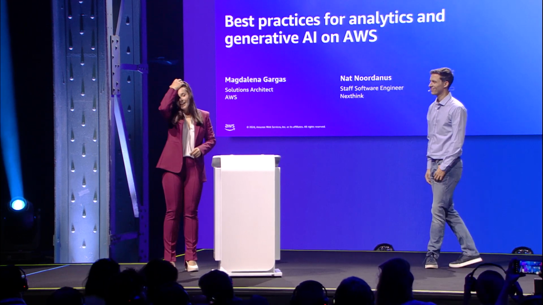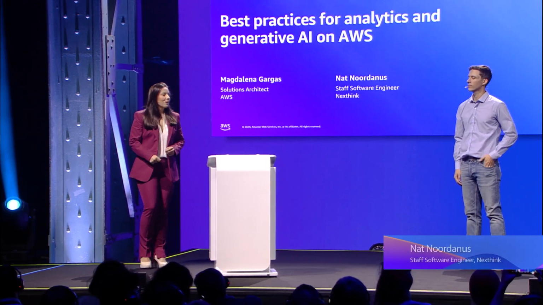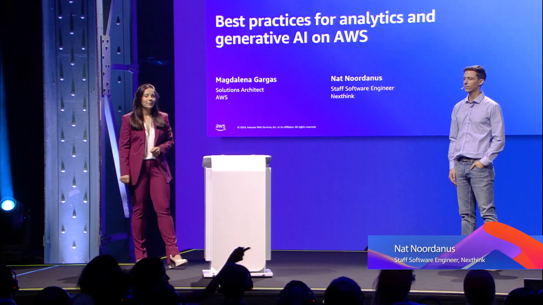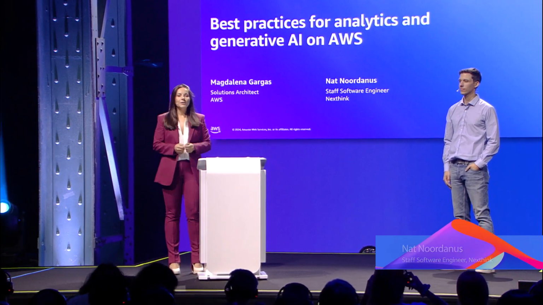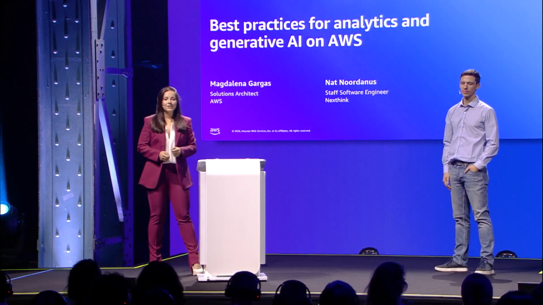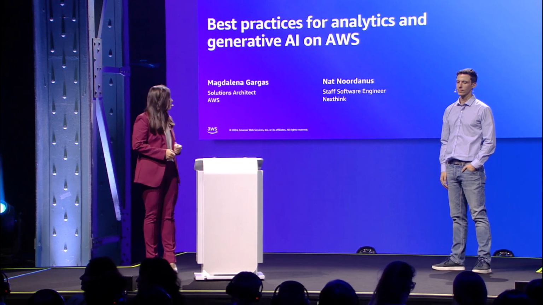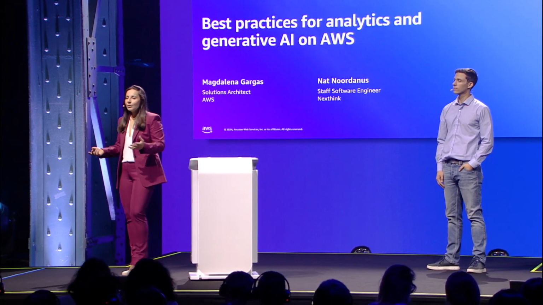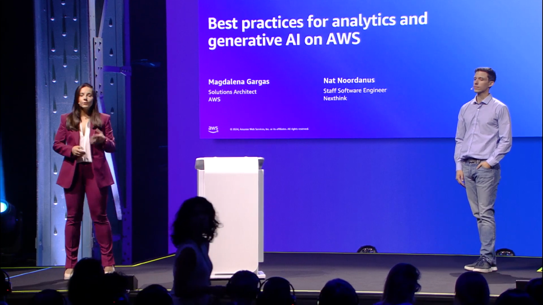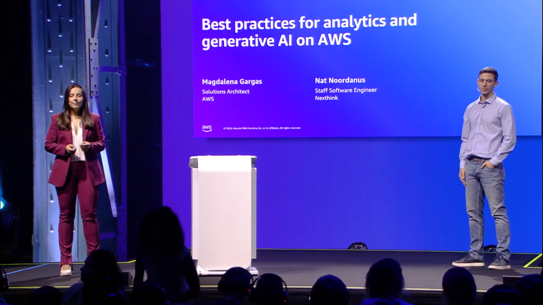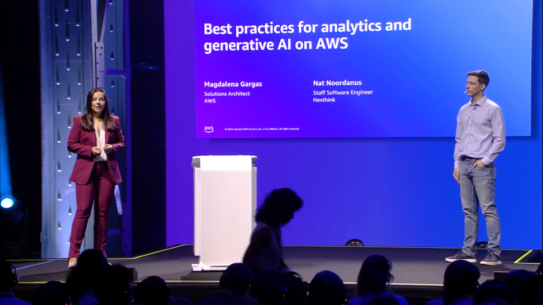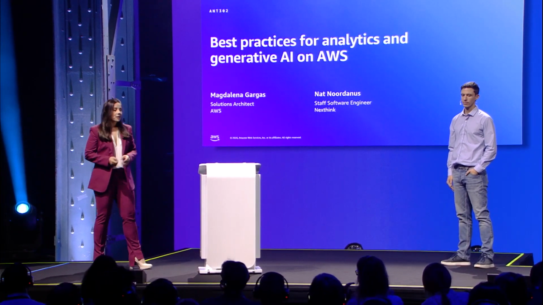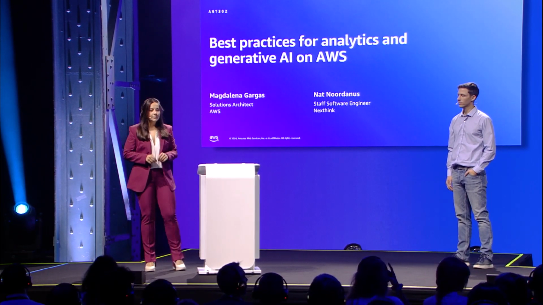Thanks a lot. So today I'm joined by my friend and colleague Nat Nordanus, staff software engineer at Nextwing. Welcome to this session on best practices for data analytics and generative AI on AWS. Since you are here, I already assume that you have got some knowledge about AWS services, so you probably tried a few of them, and that you are familiar with concepts like data lake or analytics pipeline. So I won't be covering those concepts in detail.